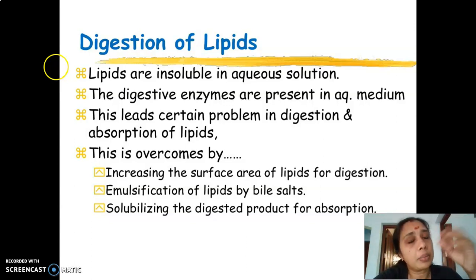While carbohydrates, in the gastric cavity, will be immediately removed from the stomach, and they will immediately reach the small intestine, and the pancreatic amylase will take action. Right? But in case of lipids, what is happening?